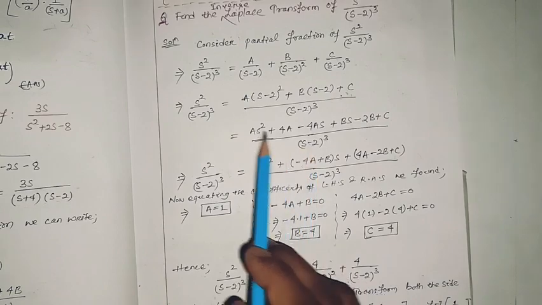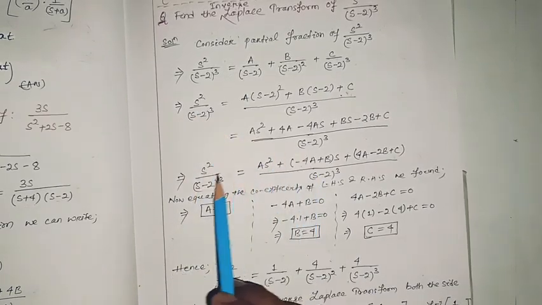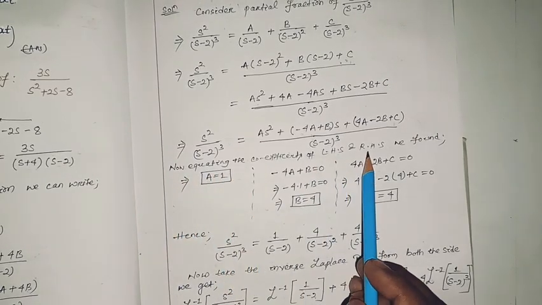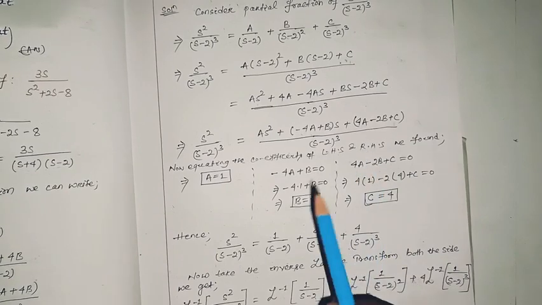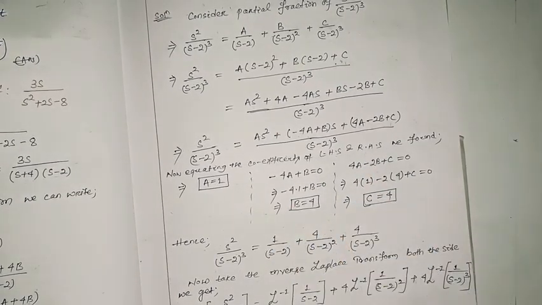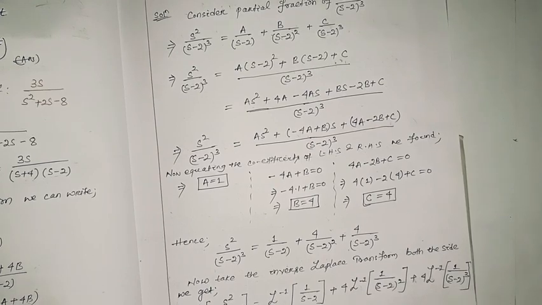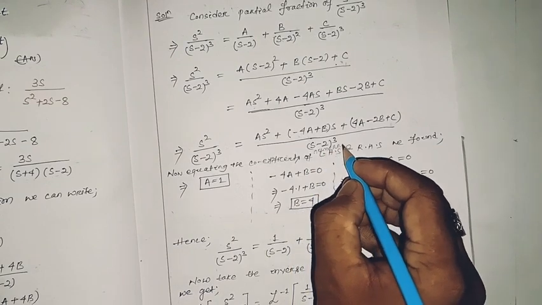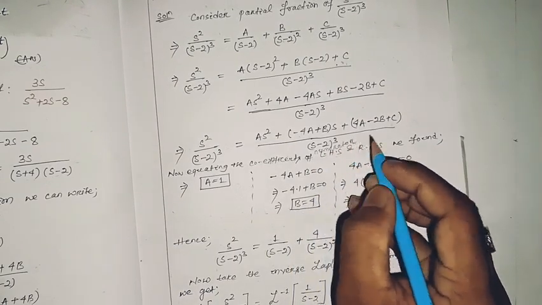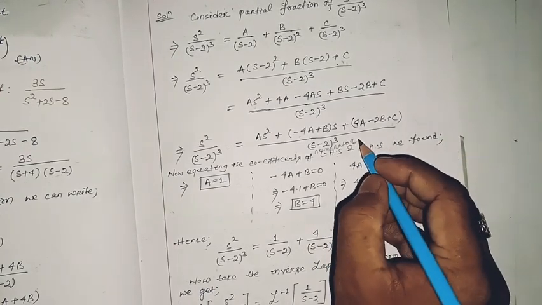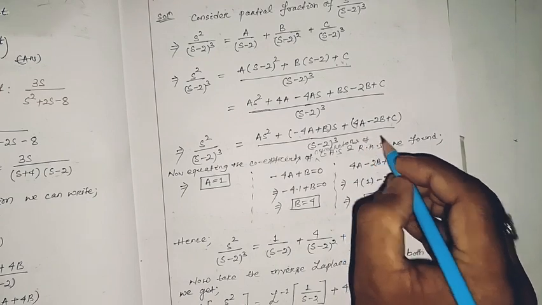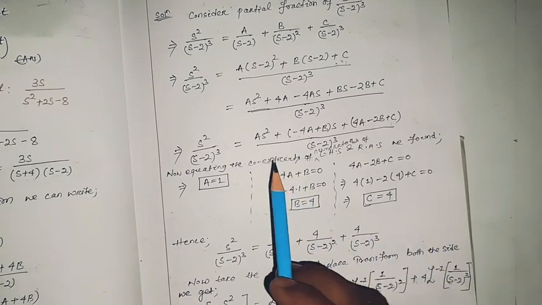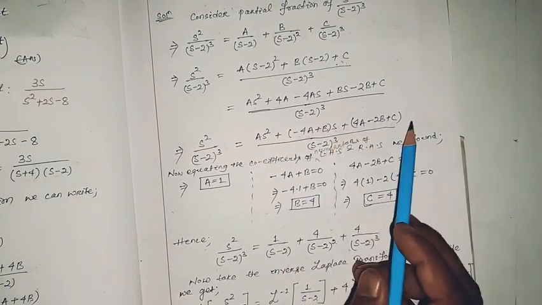As both the denominators are equal, hence the numerators have to be equal. So only for that it is written here. Now equating the coefficients of the numerators of LHS and RHS, we found the coefficient of s square, s, and the constant.